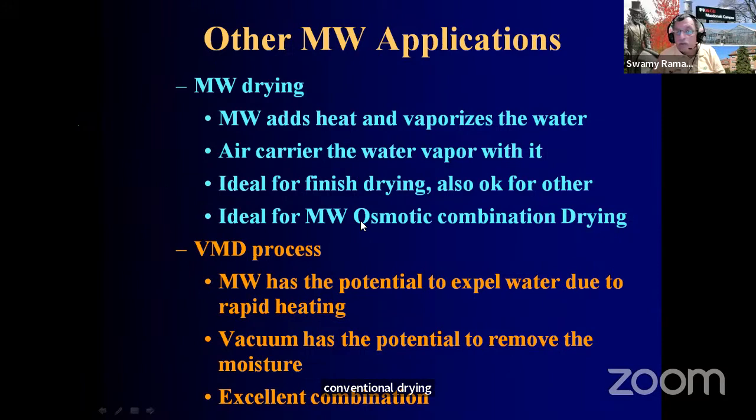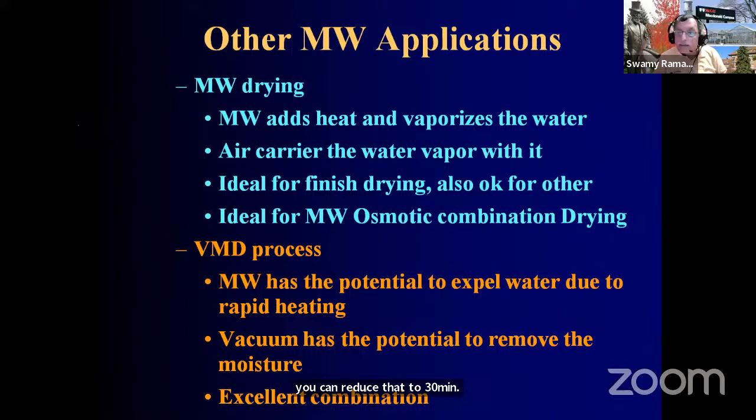Osmotic dehydration is very slow. It gives you a good quality product for sour fruits, but it takes hours and hours and hours. But if you carry out osmotic drying inside a microwave oven, you can reduce that to 30 minutes. So again, something very nice.